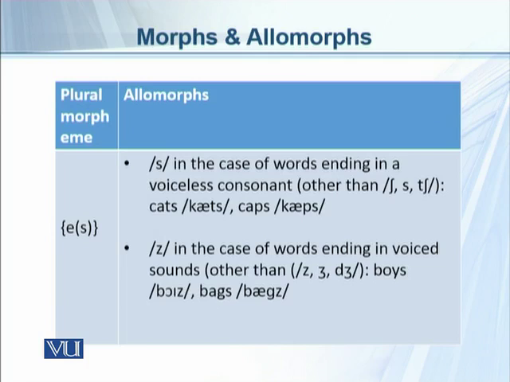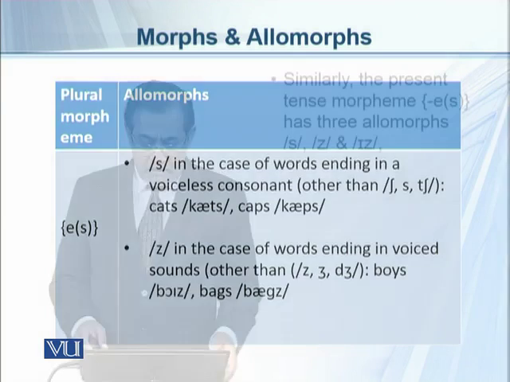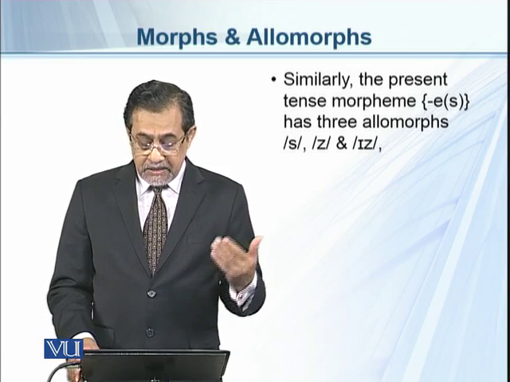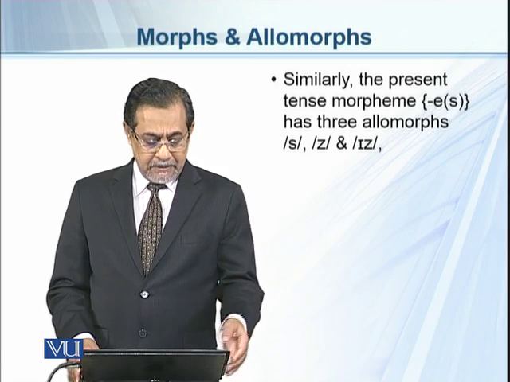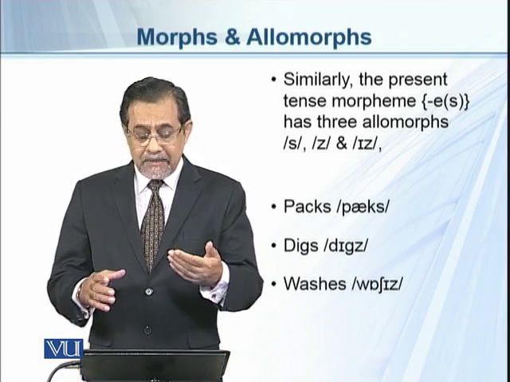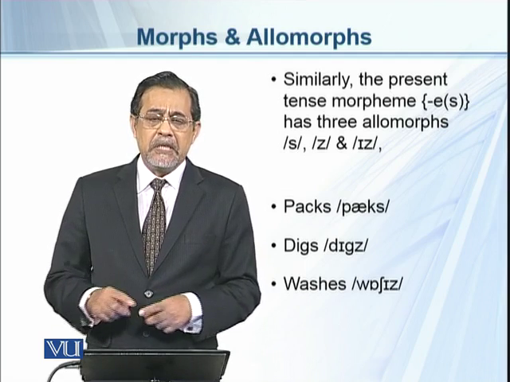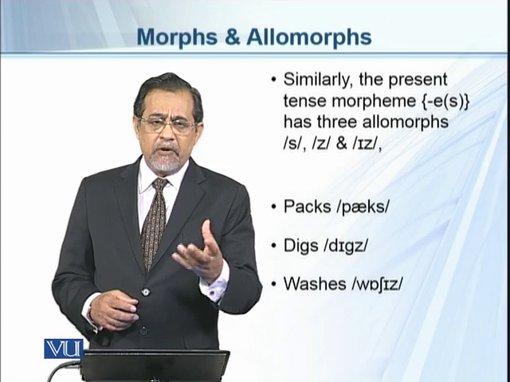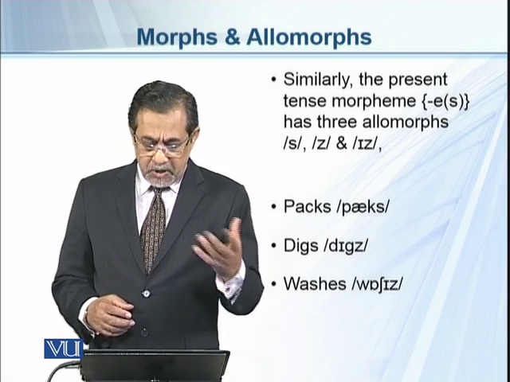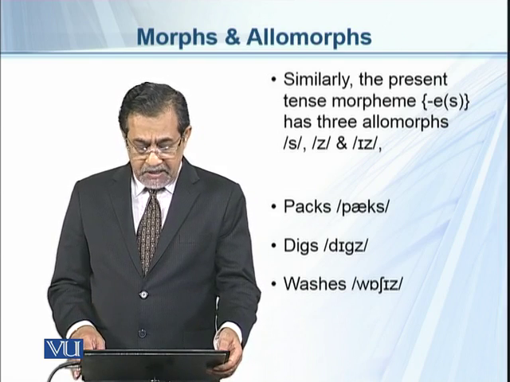In the case of words ending in a voiced sound other than z, zh, and j, like boy and boys, bag and bags. So we can see that we have three morphs as plural morpheme: s, z, and iz. Similarly, the present tense morpheme s or es has three allomorphs: s, z, and iz. Packs, digs, and washes. So you can see that the reason for the difference in the sound is, again, either a voiceless or voiced consonant, and because of this we have different sounds.